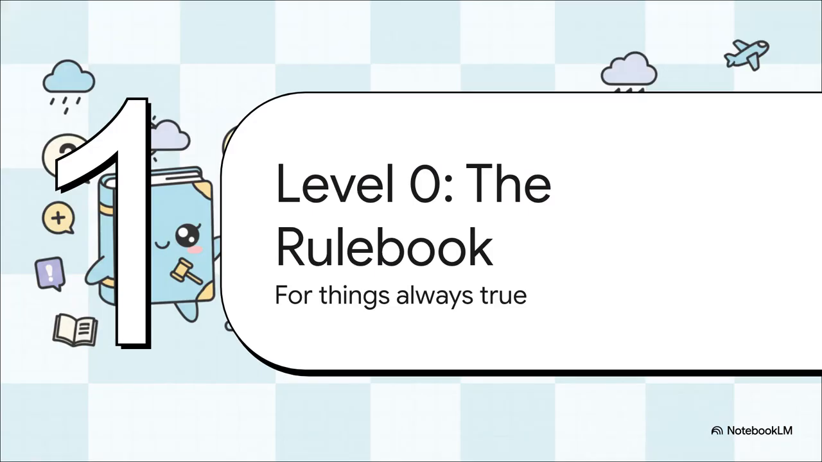All right, let's start at the very beginning, level 0. I like to call this one the rule book because it's all about things that are always true. Think of them like rules that never change. This is our 0 conditional, and it's the base for everything else we're going to learn.